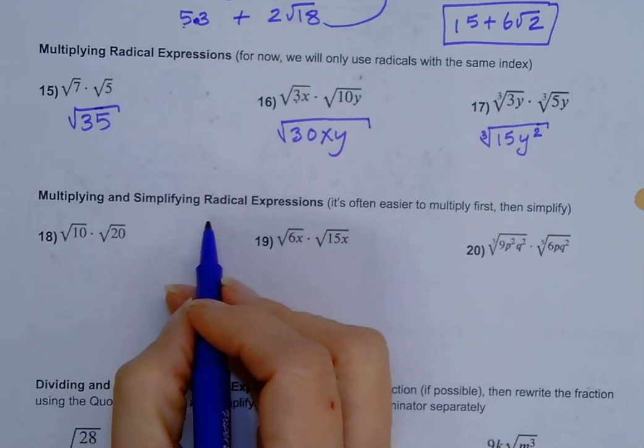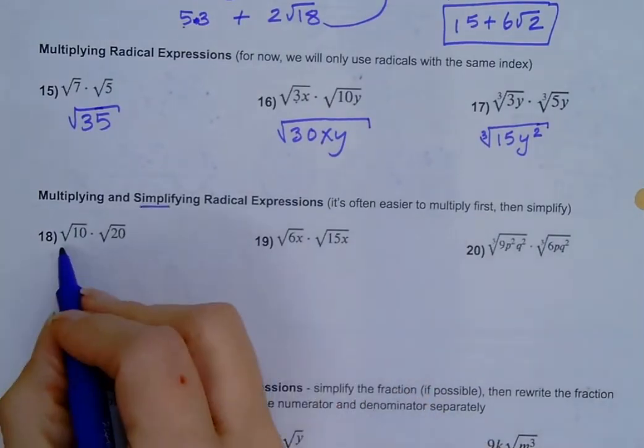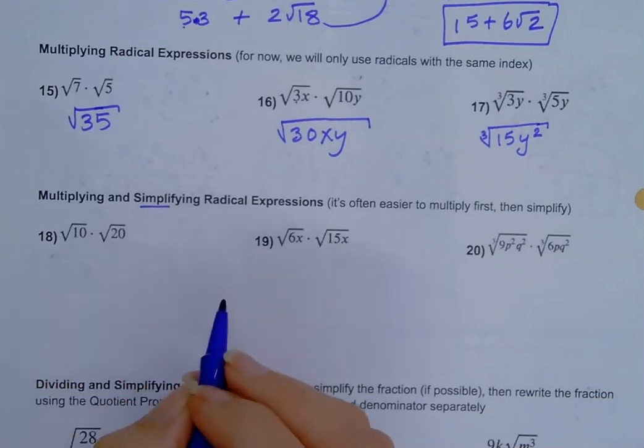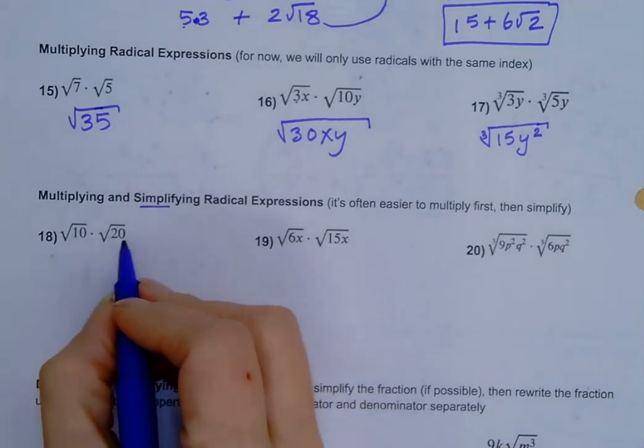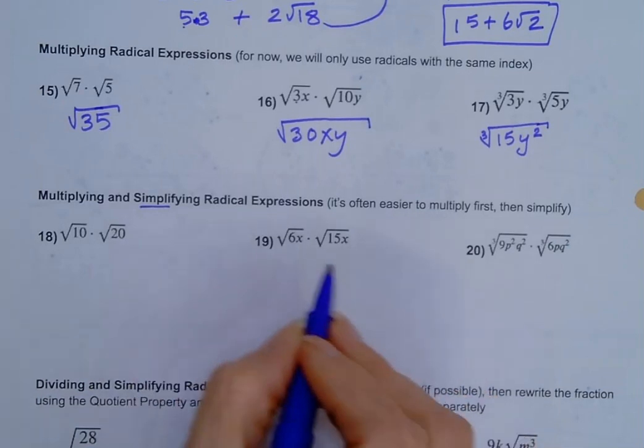Multiplying and simplifying, so there's my hint that I'm probably going to have to simplify as well. So I'm going to multiply 10 times 20. This is how I would do it. I know that I could simplify the square root of 20. That's really 2 times the square root of 5, right? I'm not going to do that yet.